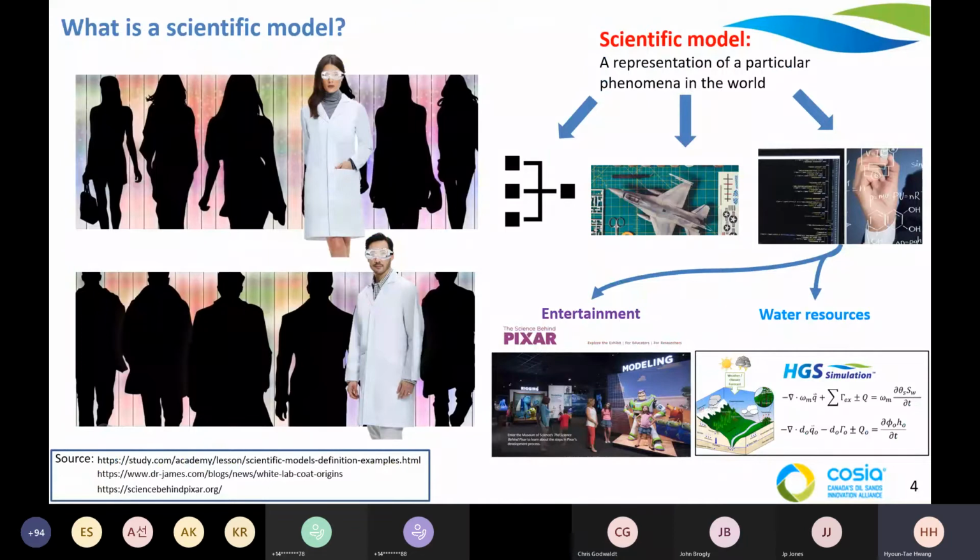Yes. There are many industries using scientific models. One example is Pixar. In the entire entertainment media industry, they use many scientific models to make 3D animation movies. Like in the water resources industry, HGS is one example, which is based on partial differential equations. Next, please.